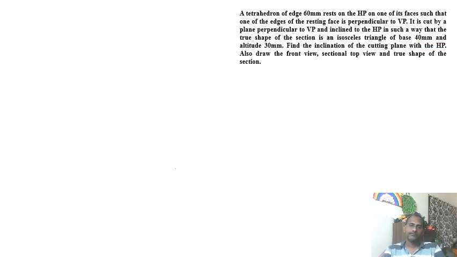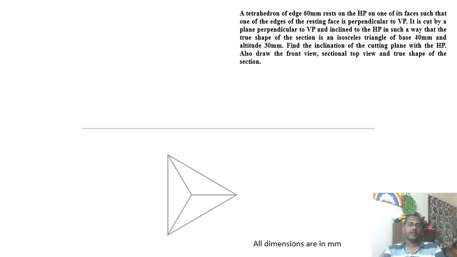As usual, you have to make sure that all dimensions are in mm. That should be written at the bottom right, so make sure of that. And then you draw the reference line, which is the intersection of HP and VP. Now the solid is a tetrahedron. Get the top view of the solid.